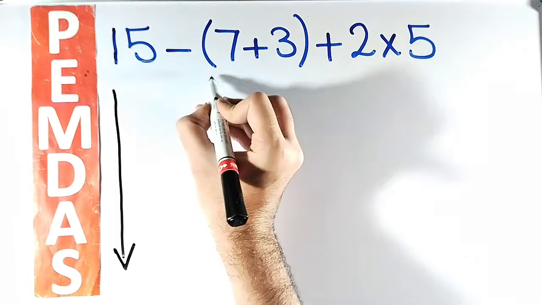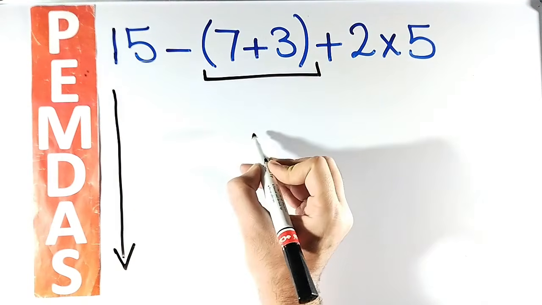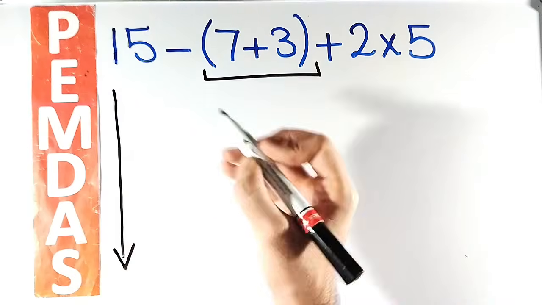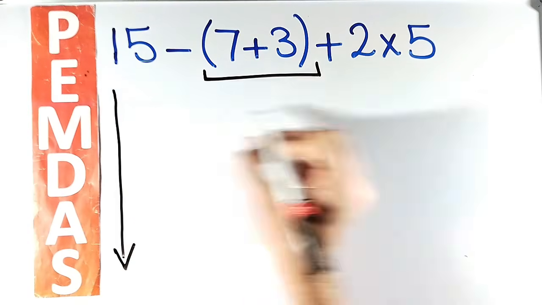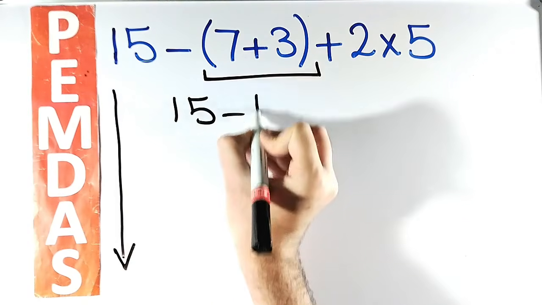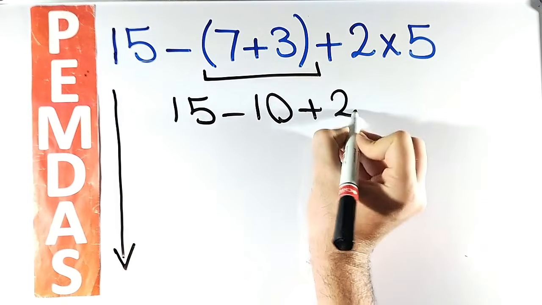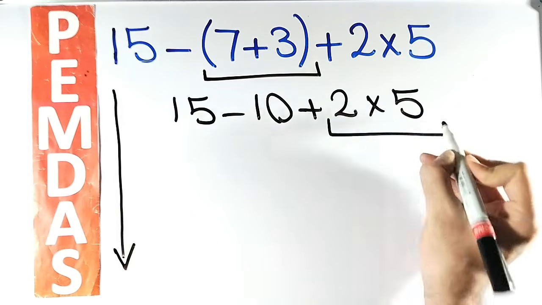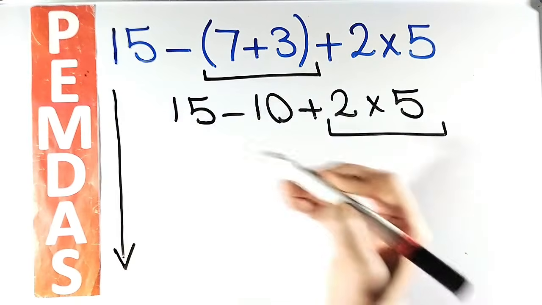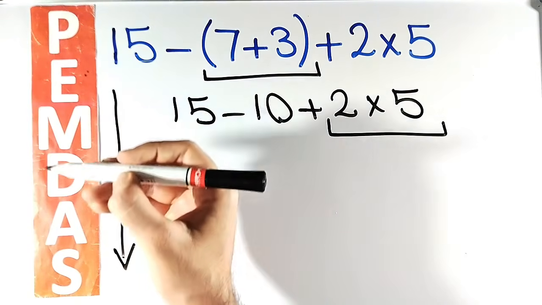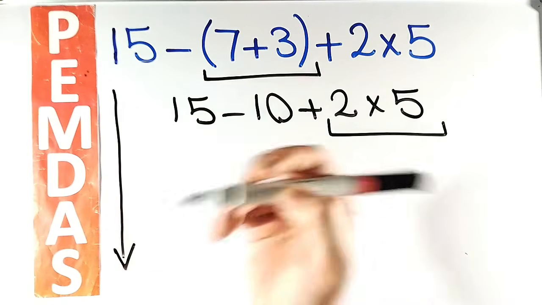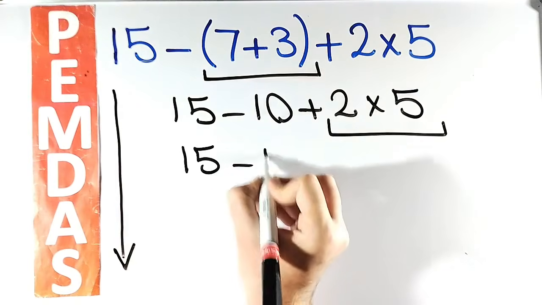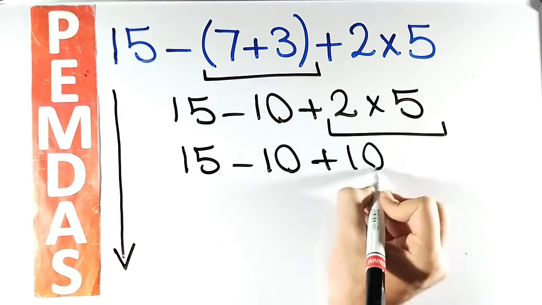According to the PEMDAS rule, first we go for the expression inside the parentheses, because parentheses have the highest priority than the other operation. So, we rewrite this expression as 15 minus 10 plus 2 multiplied by 5. And the next step, we go for the multiplication between 2 and 5 because multiplication has a higher priority than addition or subtraction. So, we rewrite this expression as 15 minus 10 plus 10.